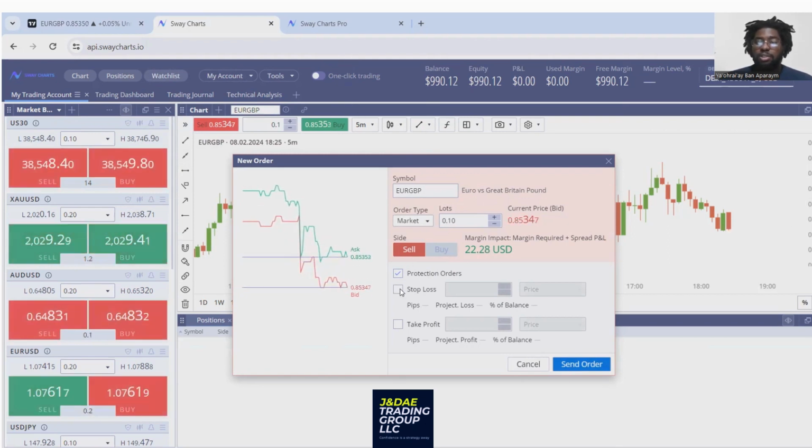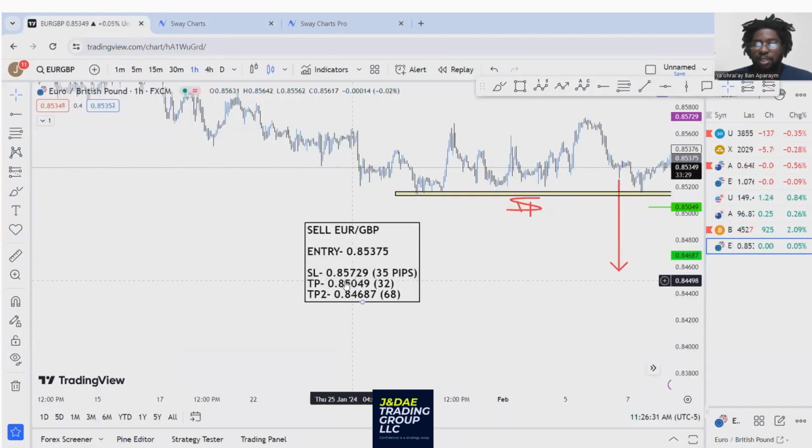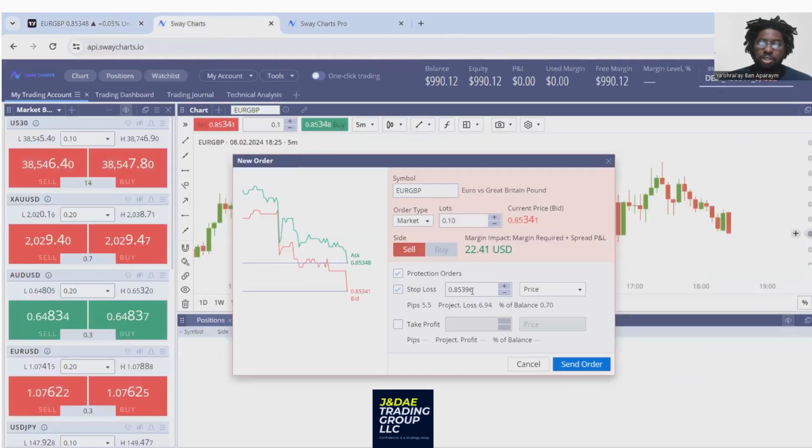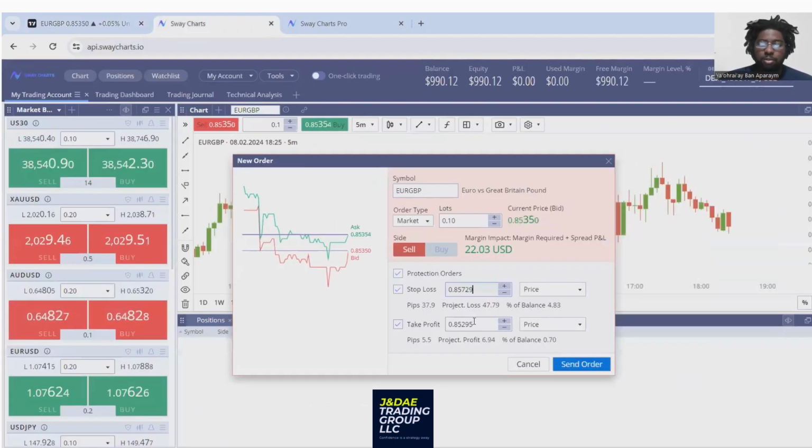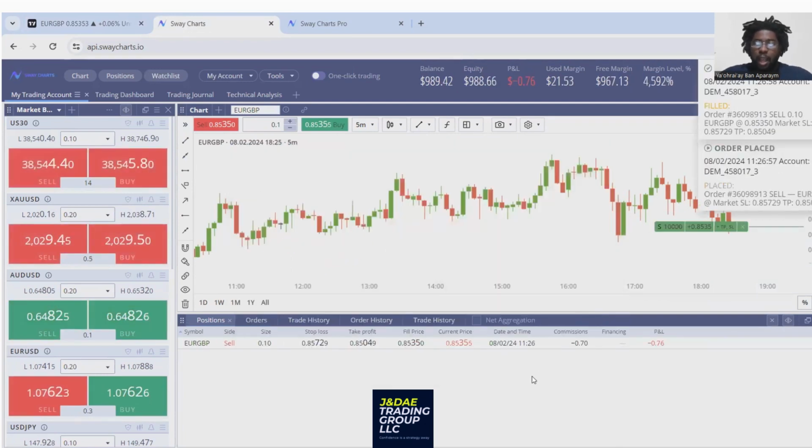So right here, you see stop loss, you just click on stop loss, and you're literally going to copy and paste this number. You can't copy the way I typed it up, but you just look at it, 0.85729. So you go here and just type in 0.85, which is right there already, 729. That's your stop loss. Take profits. Let's say I want to do take profit 1, 0.85049, and then I click send order. And that is it. Now I'm in the trade.